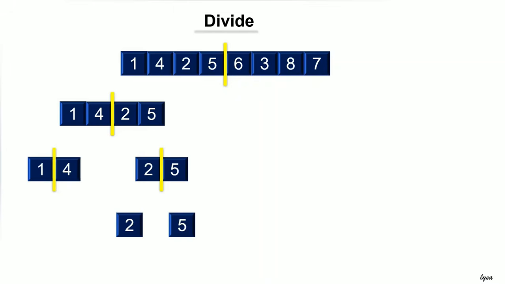Now I have to go to the right hand side. When I move to the right hand side of the problem 1 4 2 5, that is, I have completed the left sublist of size 2. Now I'm going to the right sublist of size 2. I create a problem of size 2, which is 2, 5. Then I create a problem of size 1, which is 2 separately and 5 separately.